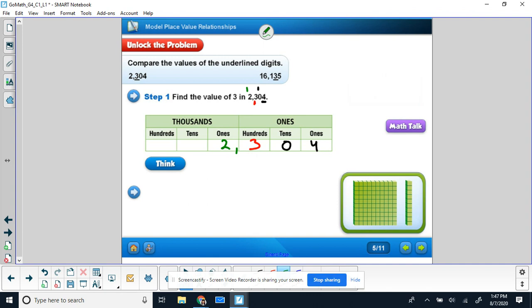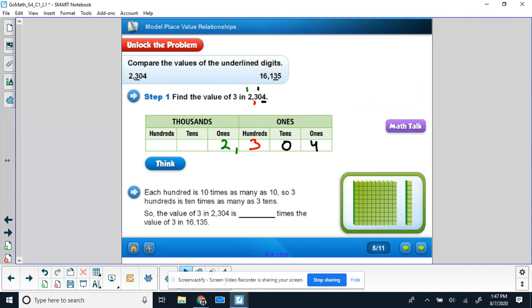So the question was, what is the value of 3 in 2,304? Well, we have to think each hundred is 10 times as many as 10. So 3 hundredths is 10 times as many as 3 tenths. Okay, so that means the value of 3 in 2,304 is, I'm going to give you a minute to think about that.